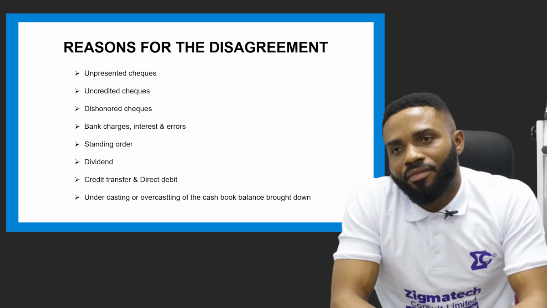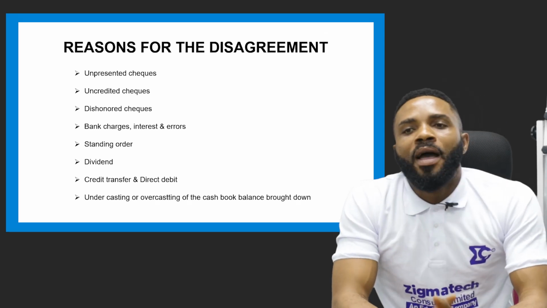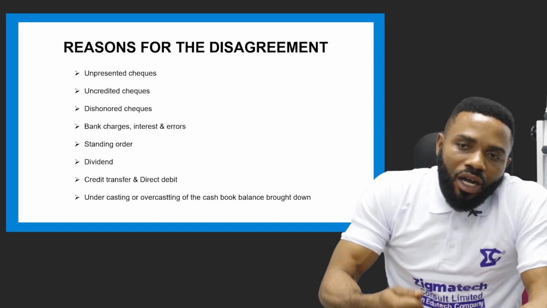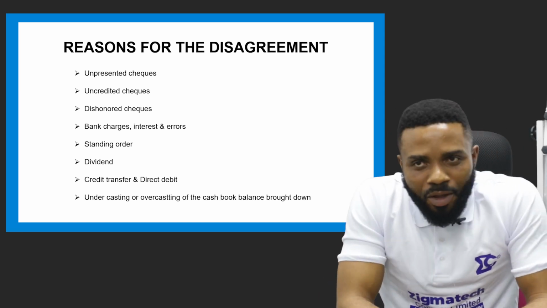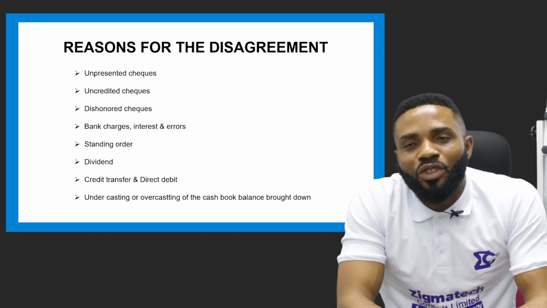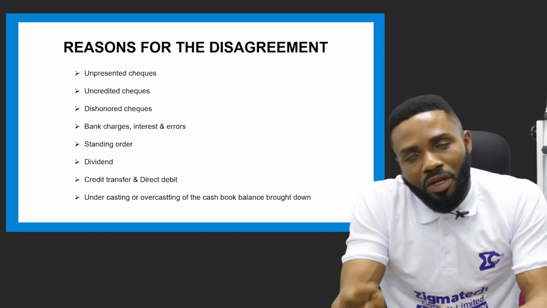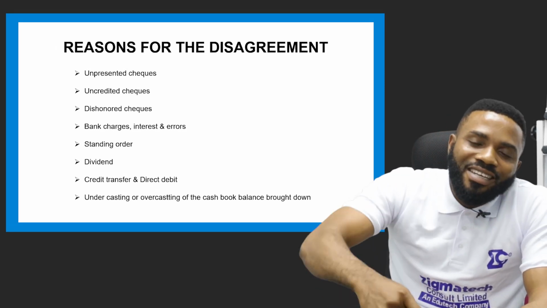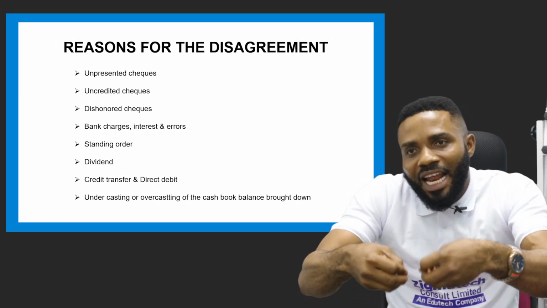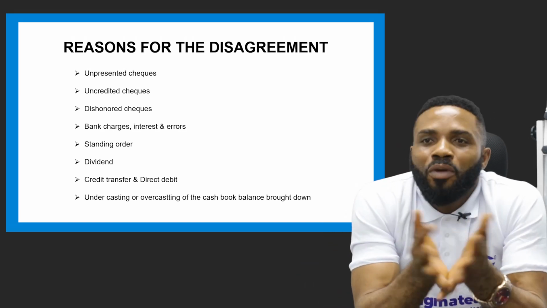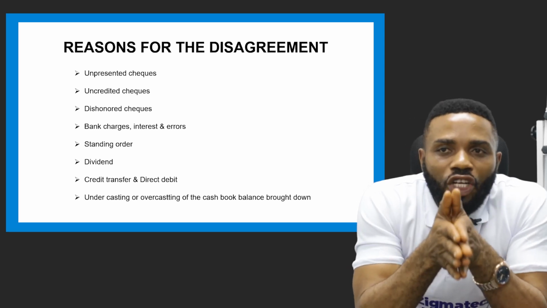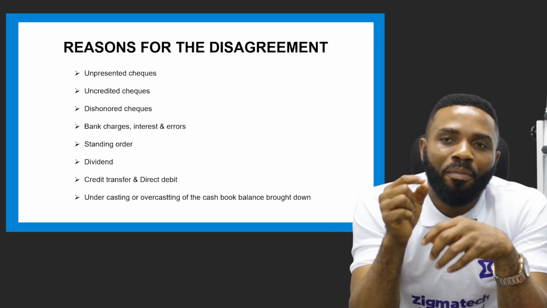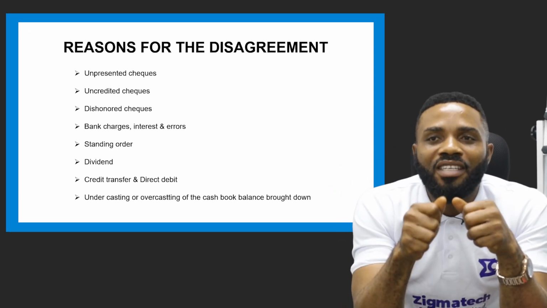unpresented check. Now, as a businessman, there are times when you can issue a check in favor of a customer, but you may not tell the customer when the customer is expected to take the check to the bank. So when you issue this check to the customer, you have already credited your cash book that you have given out a check in favor of somebody, but probably the person has not taken that check to the bank for payment.